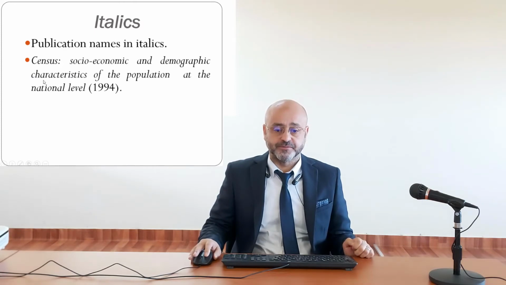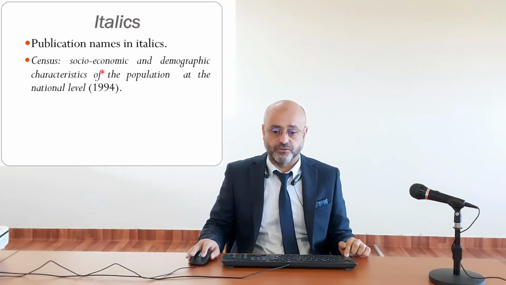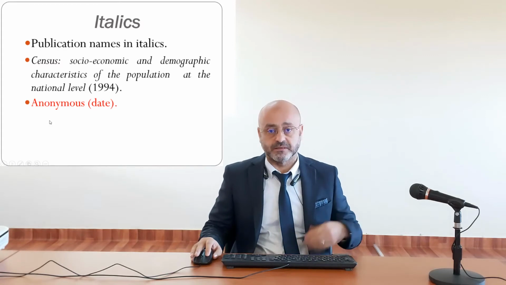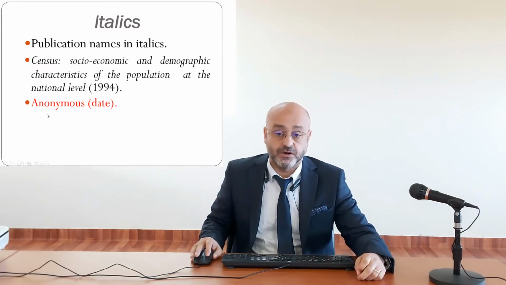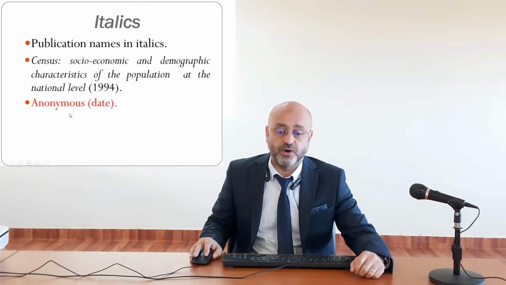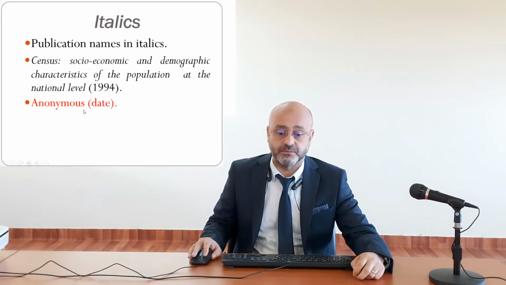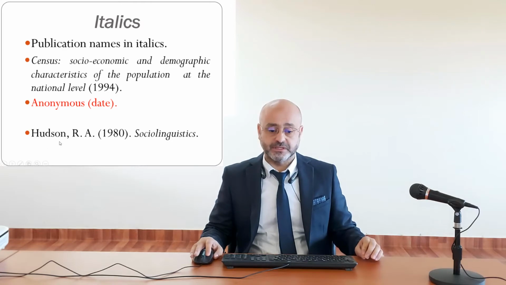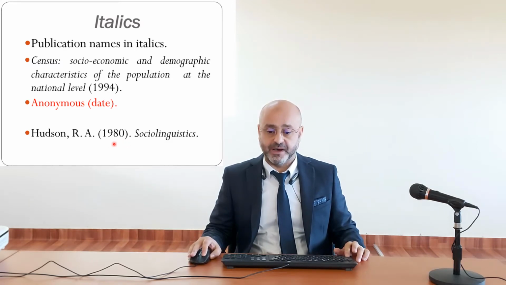Now here we have an example. You see here that we don't have a name of an author, and I have started with the title of the book, and the title of the book is italicized, followed by the date of publication between parentheses. Now, according to a recent updating of the APA style of 2019, it states that in the case where the author is unknown, you can start with the word Anonymous and then followed by the date of publication. We have here another reference, Hassan, R.A., the date of publication between parentheses, and here the title Sociolinguistics, as you can see, it is italicized.